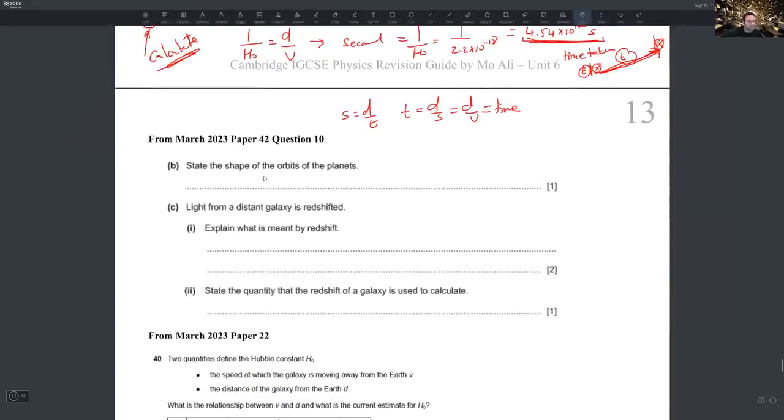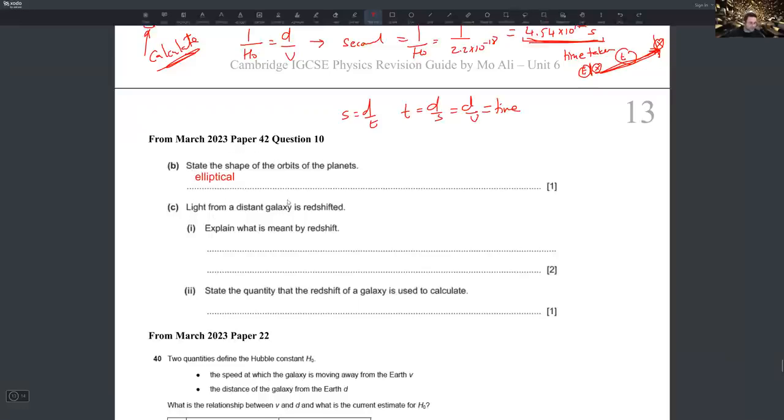First things first. State the shape of orbits of planets. Oh, this is from the previous part. The shape of the orbit of planets is what? As we said, elliptical. Okay.